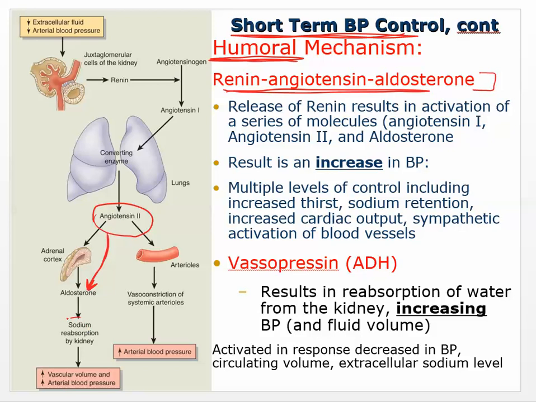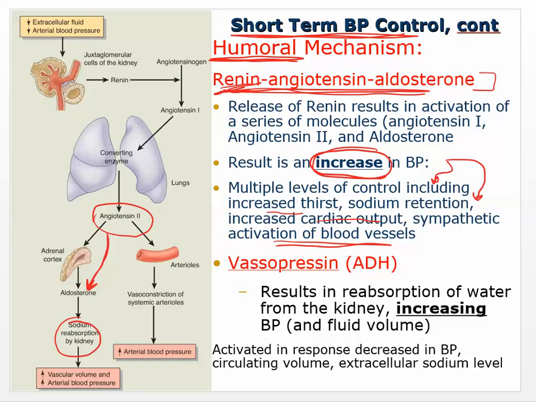So aldosterone is going to affect sodium reabsorption in the kidney. Angiotensin 2 itself can affect things like cardiac output, sympathetic activation of blood vessels, so it's going to cause vasodilation, increased thirst. So there are a lot of things that result from this renin-angiotensin-aldosterone pathway. But when this mechanism, and this is what you really, really, really need to know, when this mechanism is activated, it is going to result in an increase in blood pressure. And you also need to know that it's doing it through a number of mechanisms, okay? It's not just one thing that's happening. It's a number of different things.